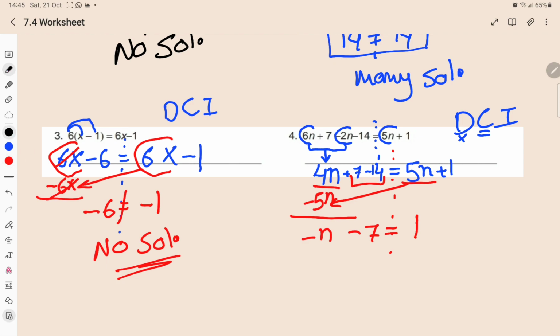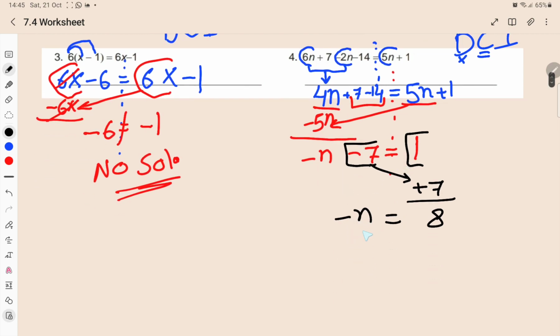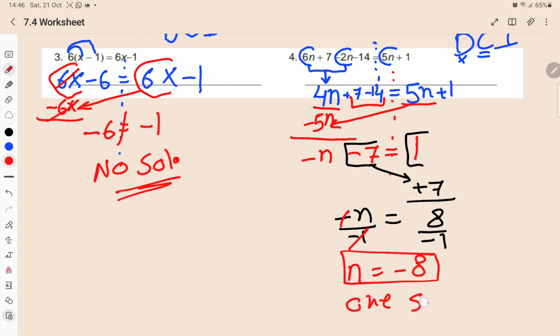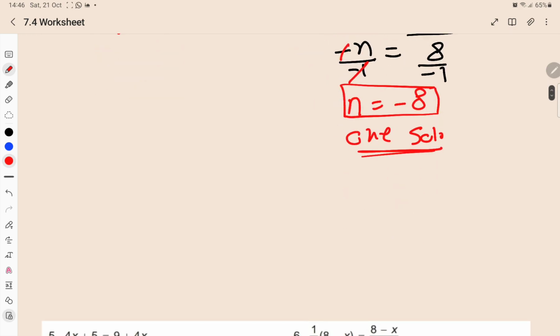1. Again, combine the like terms, negative 7 and 1. These are the like terms. Why do I say they are like terms? Because they do not have n. So negative 7 can move here with positive. So 1 plus 7 is 8. And you still have here negative n. Take care, this is negative n. So I should divide by negative 1 to get rid of this negative. So negative would cancel with negative, n equals negative 8. Whenever there is a variable equals a constant, this means I have one solution. So number 4, it has one solution.